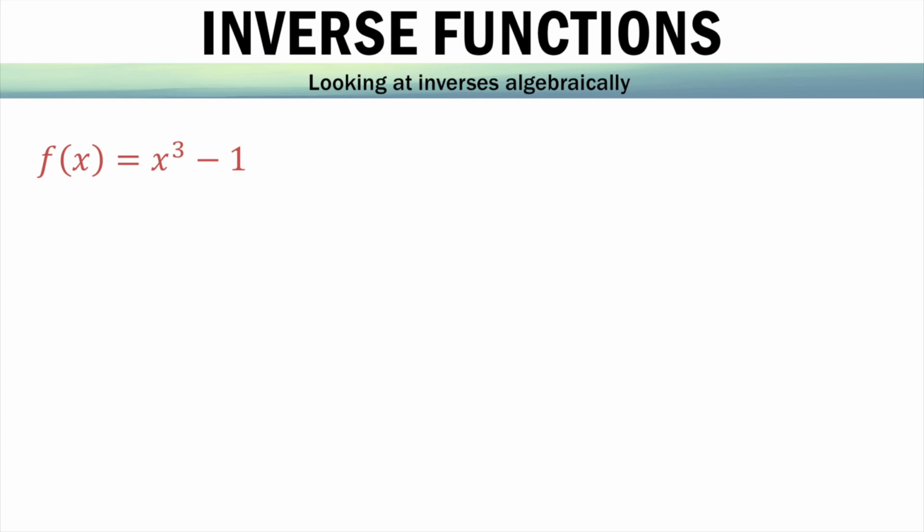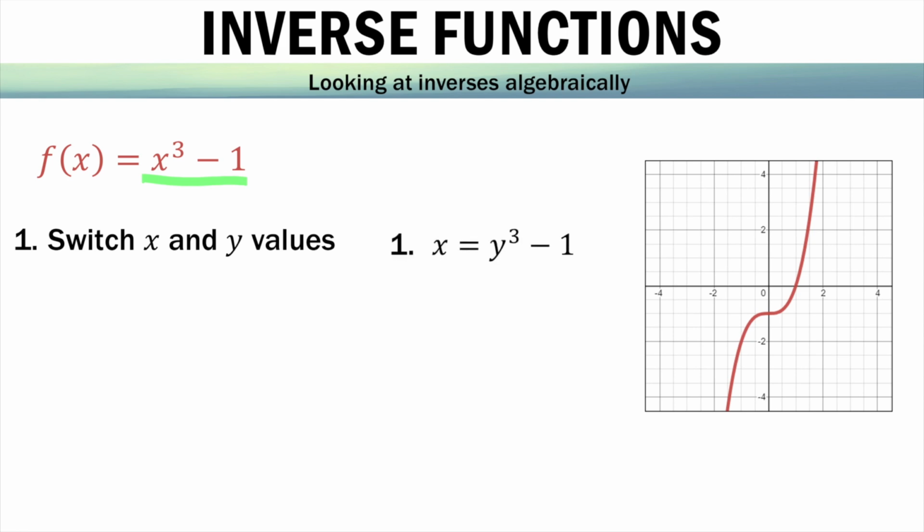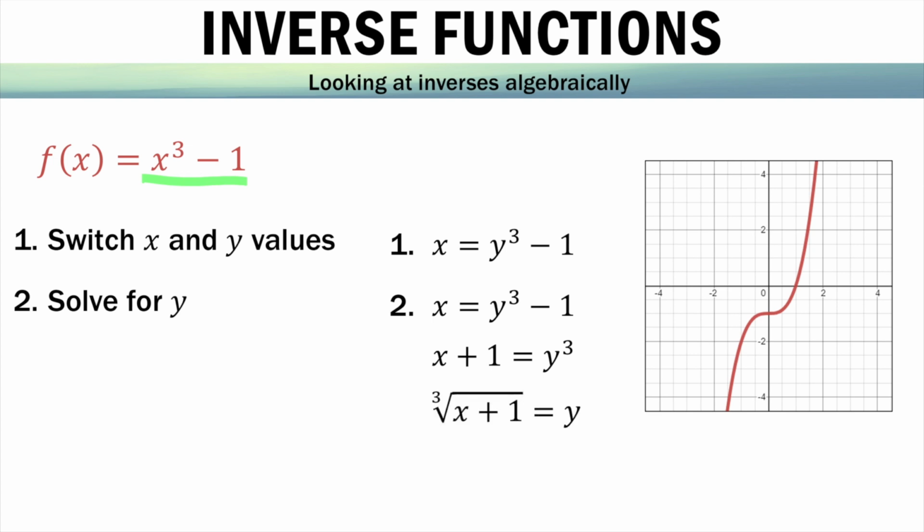Now let's look at these inverses algebraically. We're going back to our cubic function, x cubed minus 1. To find its inverse, take the x and y values and switch them. So we've got x equals y cubed minus 1, and then just solve for y. So we've got y equals the cube root of x plus 1.